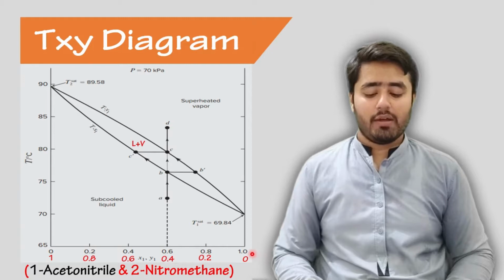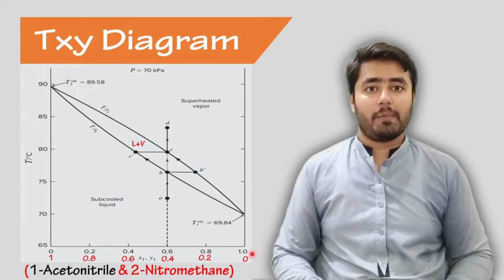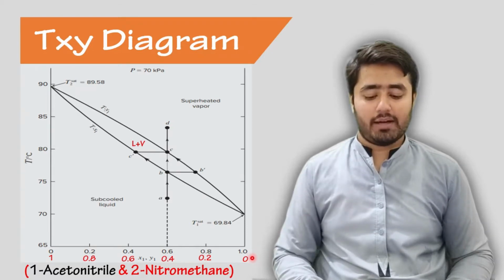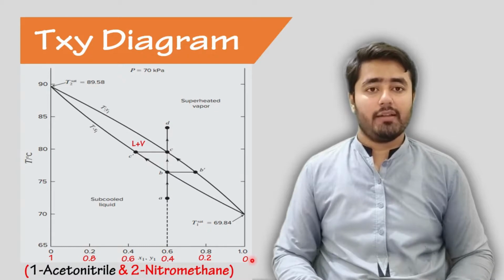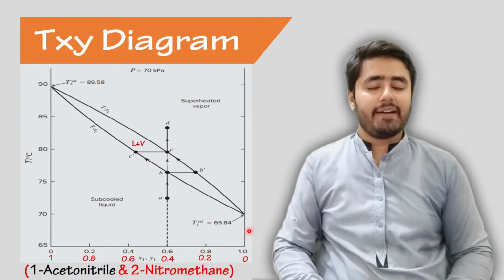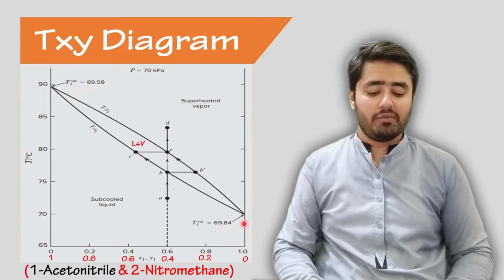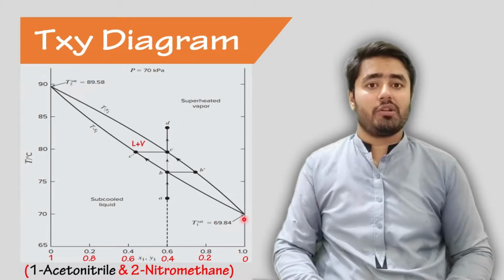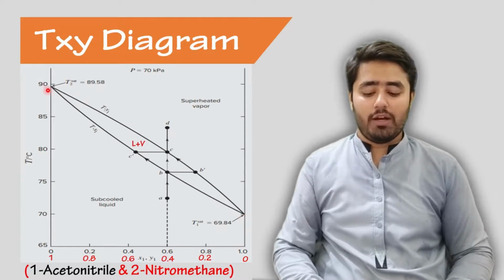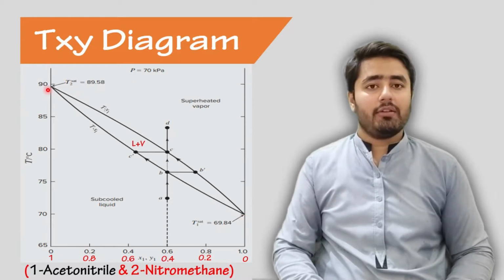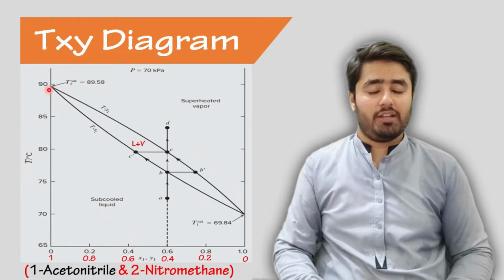The composition of acetonitrile is represented by the black letters, and that of nitromethane is represented by the red letters. On the right hand side, the composition of acetonitrile is 1 and that of nitromethane is 0. That means only acetonitrile is present. So the temperature will represent the saturation temperature of acetonitrile. And on the left hand side, we have only nitromethane. So here the temperature will represent the saturation temperature of nitromethane.